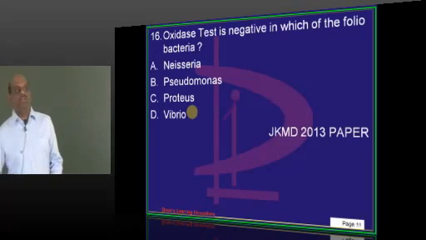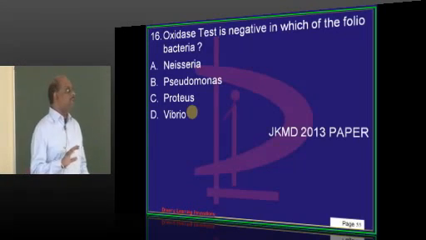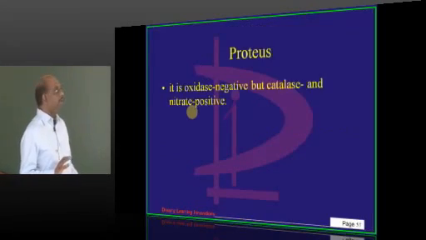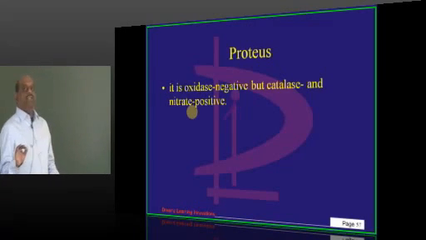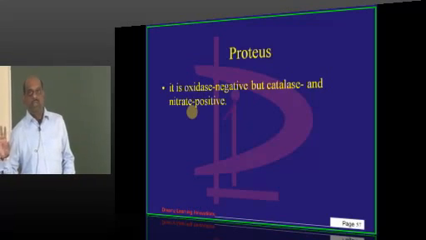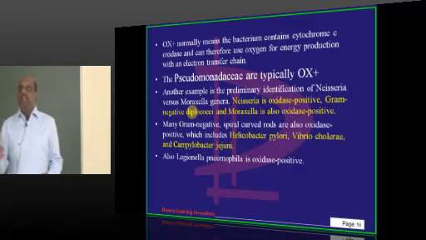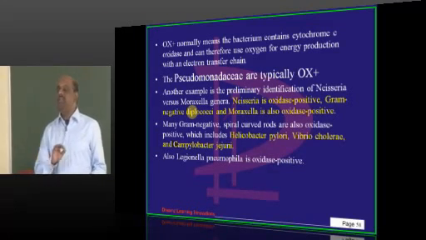This is a very important question, microbiology, doctor. Oxidase negative, oxidase positive. Typically, Proteus is oxidase negative and catalase and nitrate positive, is what you have to ultimately remember. Neisseria are oxidase positive.